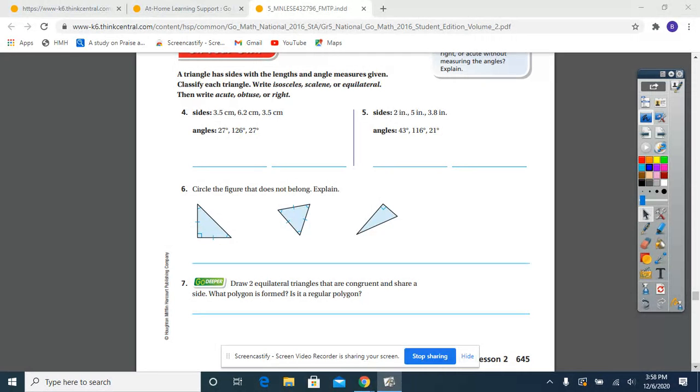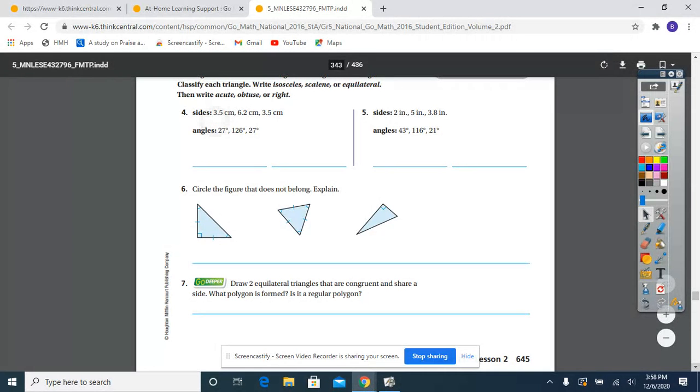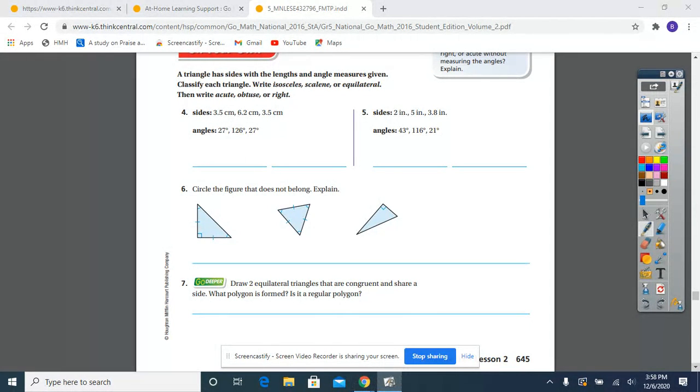Okay, so the sides. If I have something that says 3.5, 3.5, and 6.2, it has 2 sides that are the same. So 2 sides that are the same, that is an isosceles triangle. Because I have 2 eyes, isosceles. Okay. Now at the angles, I have a 27, a 126, and a 27.